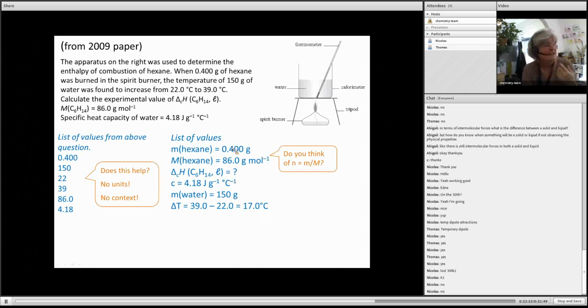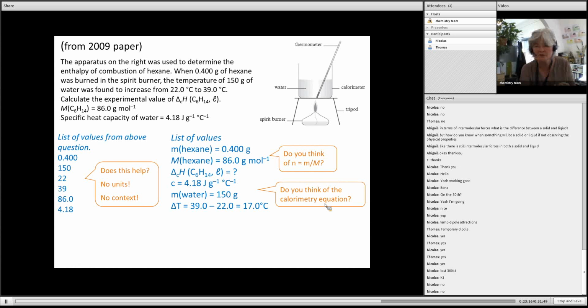Okay, and if you've got your values down, you can also, especially if you're stuck and you don't know what to do, if you see mass and molar mass, I hope you're thinking of the n is equal to small m over big M. If you're seeing the specific heat capacity, I hope you're thinking of the calorimetry equation. So at least you can move on to the next step.